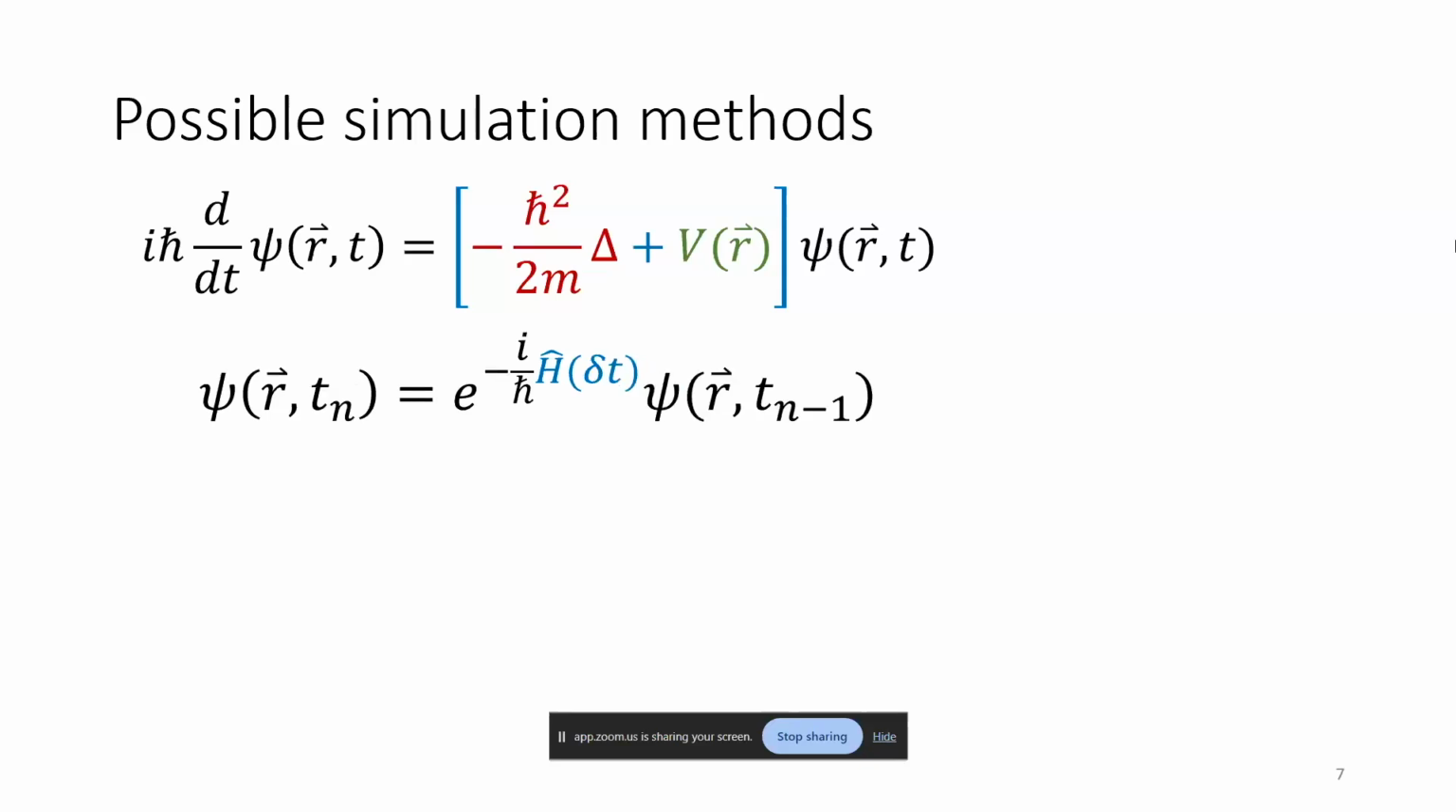By reparameterizing this equation, you arrive at the formula for the discretized simulation of the state of the wave function for a short delta t time period, from a previous time step to arrive at the next wave function.